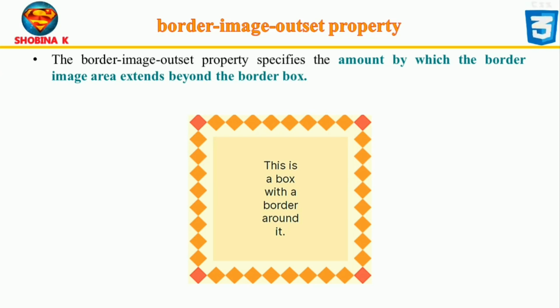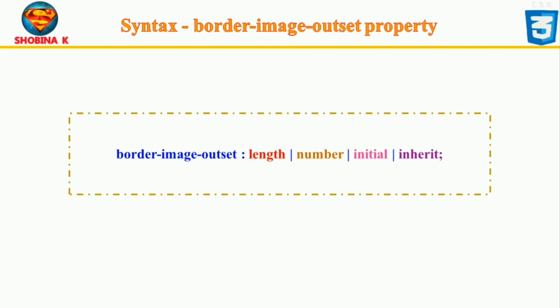If 3 values are specified, the first is applied to top, the second is applied to left and right, and third to bottom. If 2 values are specified, the first value is applied to top and bottom, and the second to left and right. If only 1 value is specified, it is applied to all the 4 sides. And here is the formal syntax for border image outset property.